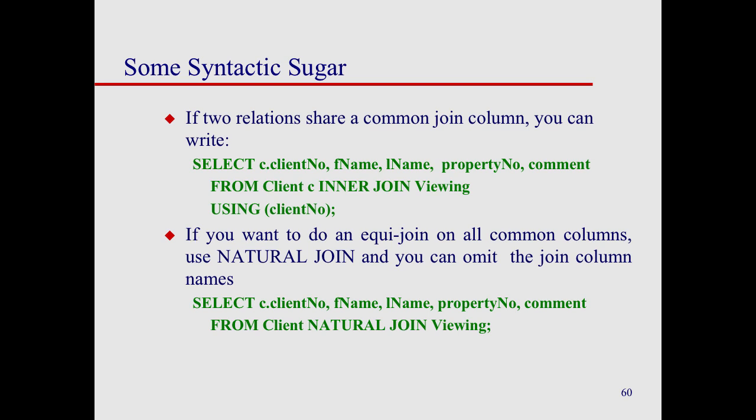So in this case, I was doing an inner join on the client and viewing relations, and they shared a common column called client number. Okay, but in the case where I was joining student with student courses, I gave different names to the primary key and the foreign key. So instead of using the using keyword, I had to say on, because the names of the two attributes weren't the same.